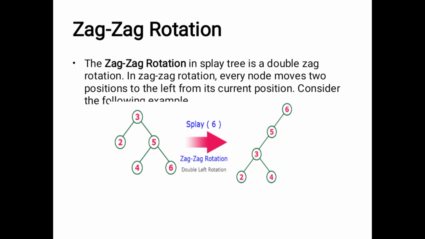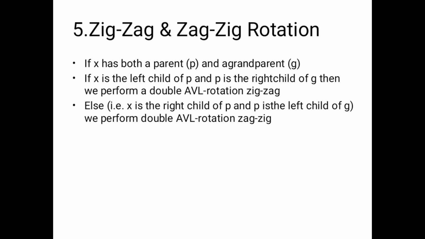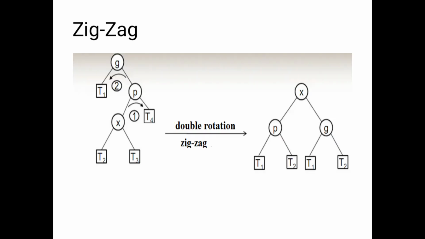This is the left rotation. And we have the last two rotations: the zigzag rotation and the zag-zig rotation. When we have to do the zig-zag or zag-zig rotation, if x has both a parent and a grandparent, and x is the left child of p and p is the right child of g, then we have to perform the zigzag rotation. Otherwise we have to perform the zag-zig rotation. It means we have to see the one zigzag rotation, which is the right-left rotation.